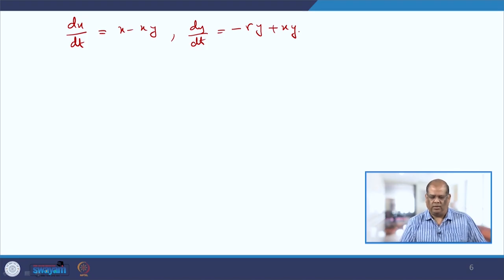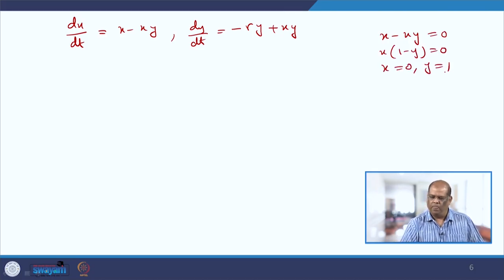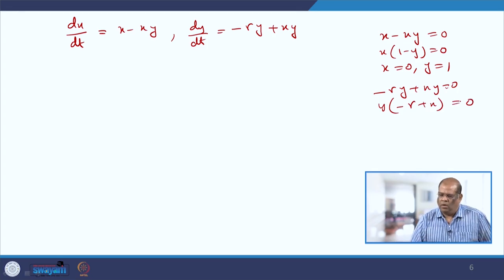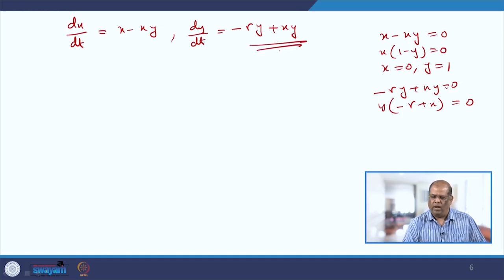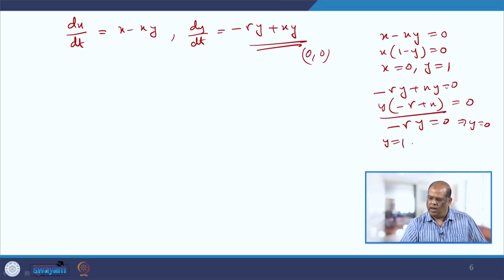So, let us take this particular example. If I say x minus xy equal to 0, I take x common, x(1 minus y) equal to 0, which gives x equal to 0 or y equal to 1. My second equation is minus gamma y plus xy equal to 0, I take y common, y(minus gamma plus x). If I put x equal to 0 here, I will be left with minus gamma y equal to 0, which implies y equal to 0. So, one of the equilibrium points is (0, 0). If I put y equal to 1 here, then I get x equal to gamma. So, (gamma, 1) is another equilibrium point. This time we will be checking the stability at the point (gamma, 1) where gamma is a positive number.